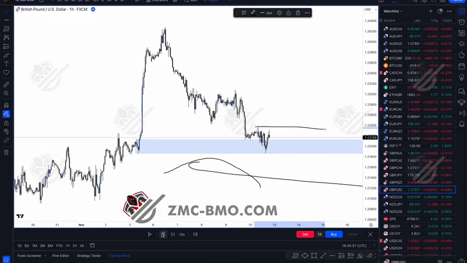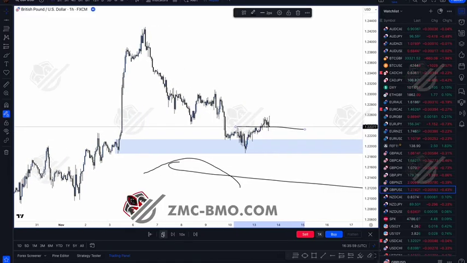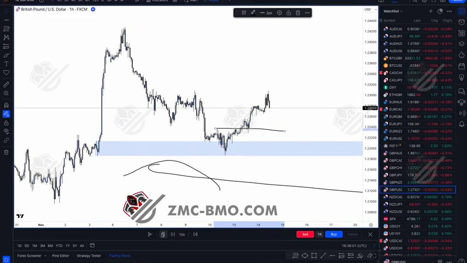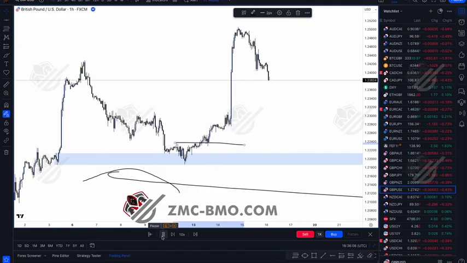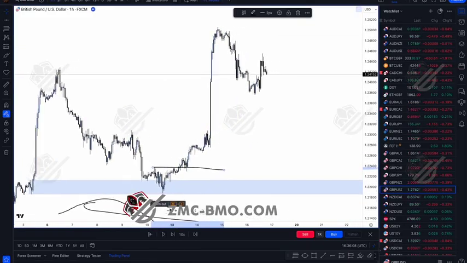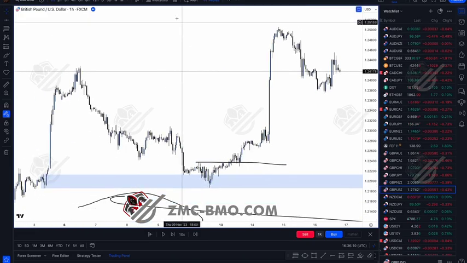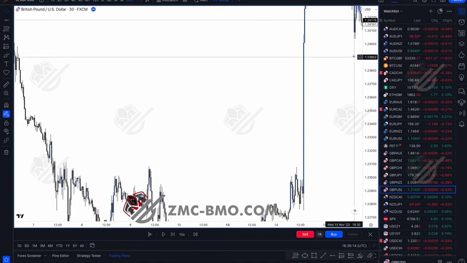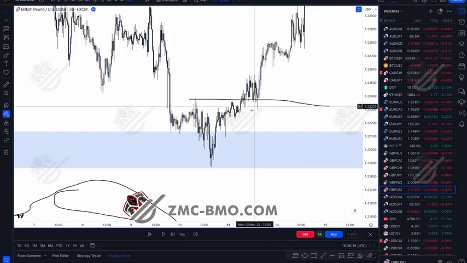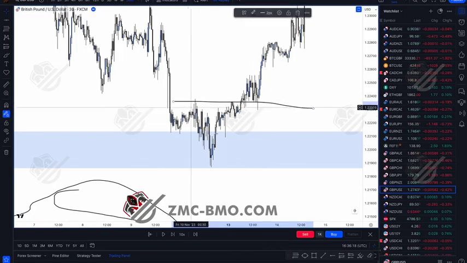Did we see any breaks of structure? Bang, we did. Actually, in this example here, we didn't see a larger pullback. Now, you could have got in on these little moves down here, but then again, it's up to how you like to trade it.